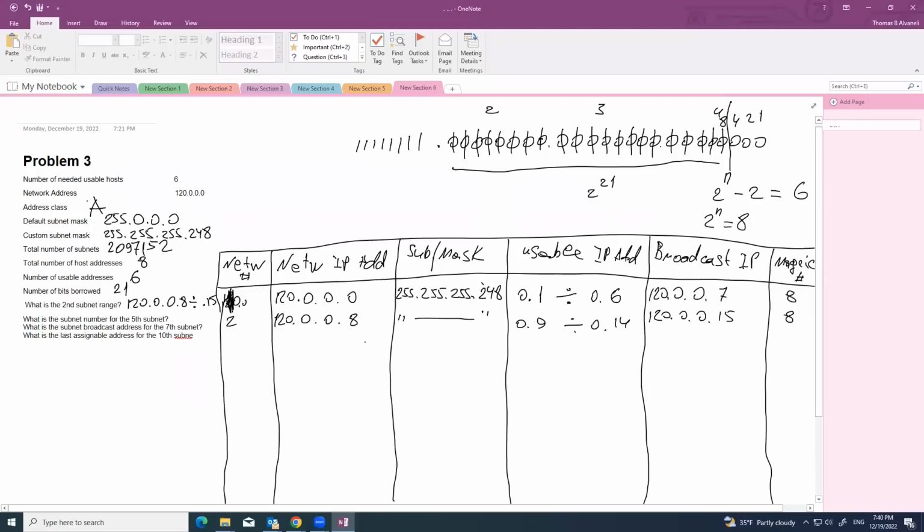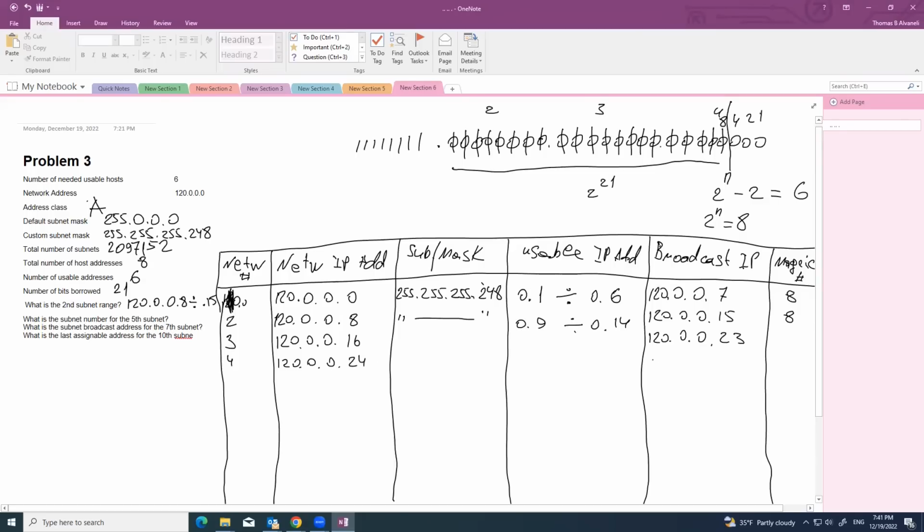Then we have to increment the 4th octet by 8. The third subnet address will be 120.0.0.16. And the broadcast address for the 3rd subnet will be 120.0.0.23. The 4th subnet would be 120.0.0.24.